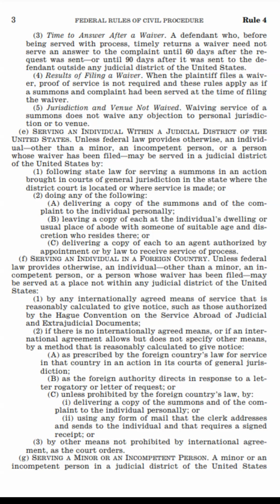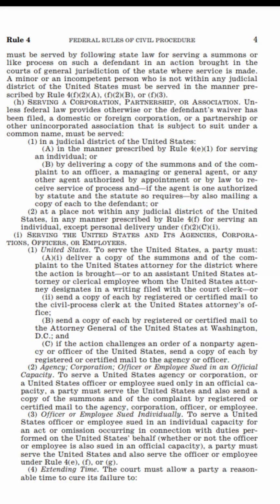G. Serving a minor or an incompetent person. A minor or an incompetent person in a judicial district of the United States must be served by following state law for serving a summons or like process on such a defendant in an action brought in the courts of general jurisdiction of the state where service is made. A minor or an incompetent person who is not within any judicial district of the United States must be served in the manner prescribed by Rule 4(f)(2)(A), (f)(2)(B), or (f)(3).